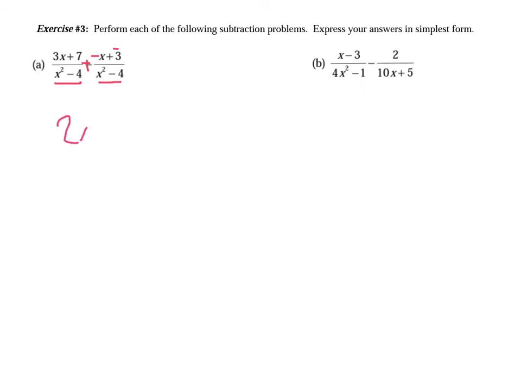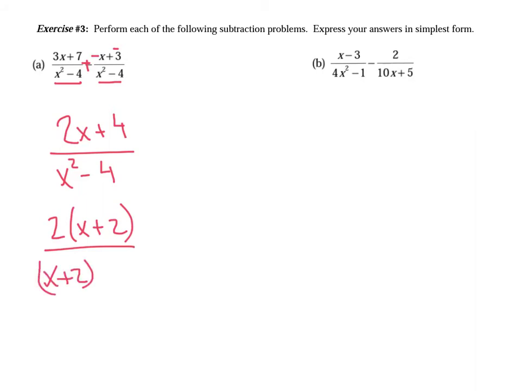I'm going to end up with 2x plus 4 all over x squared minus 4. Now the trick though is, now that you've combined two fractions into one fraction, ask yourself, am I really fully simplified? Well, I believe we can pull out a GCF in the numerator. We can use a difference of two perfect squares in the denominator. And booyah! Cancel those rascals and you get 2 over x minus 2 as our final answer.